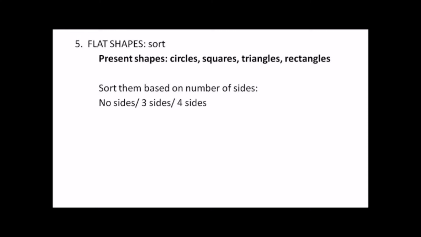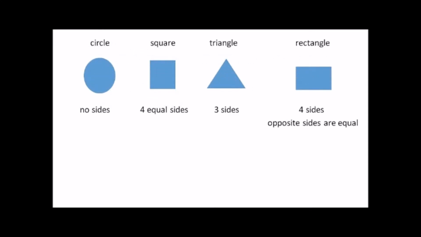And again, you would present students with shapes, and the shapes you're concerned with would be circles, squares, triangles, and rectangles. You could be concerned with color at this stage. They can sort them based on color, but the main thing you want them to sort these shapes on is number of sides. And so you put the shapes with no sides, the shapes with 3 sides, and the shapes with 4 sides.